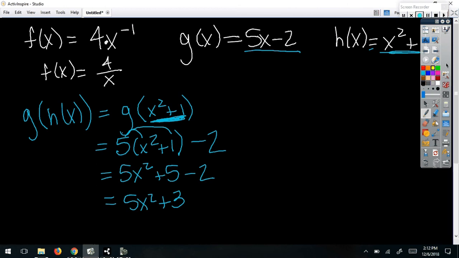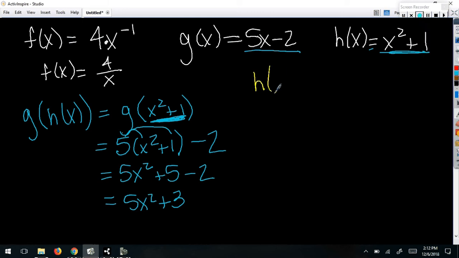How about, let's turn it around backwards. I'm saving that F for last here. I'm almost done, I promise. This one's a little harder, and you'll see why when we plug in. H of G of X. What do I do first?